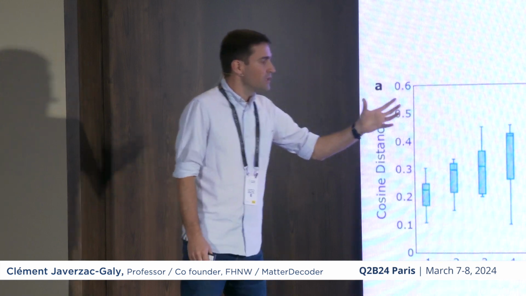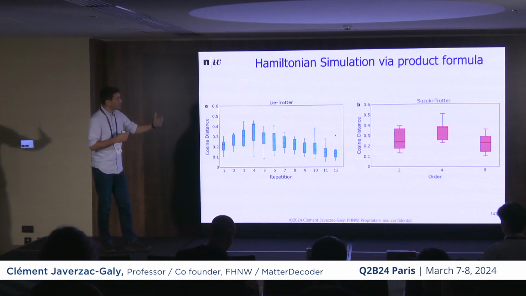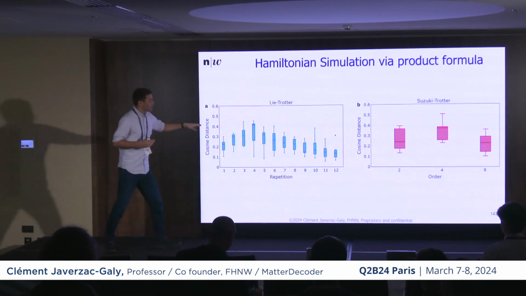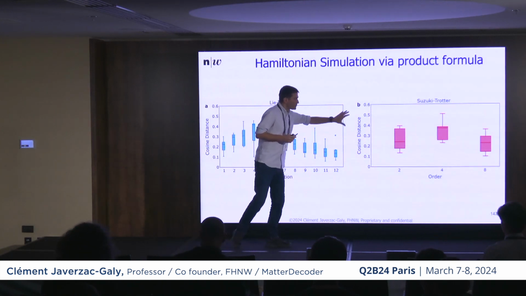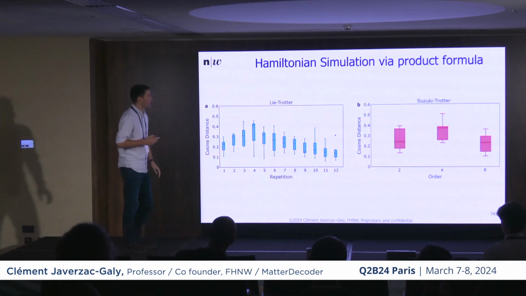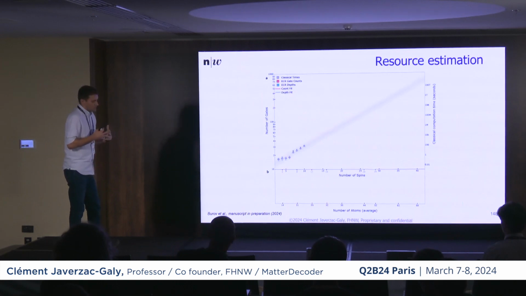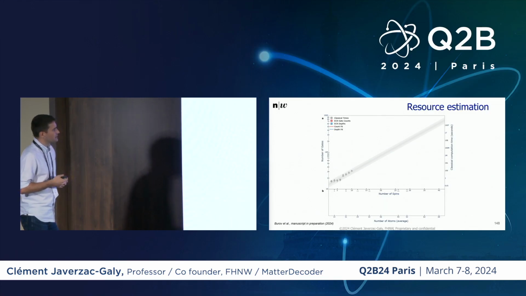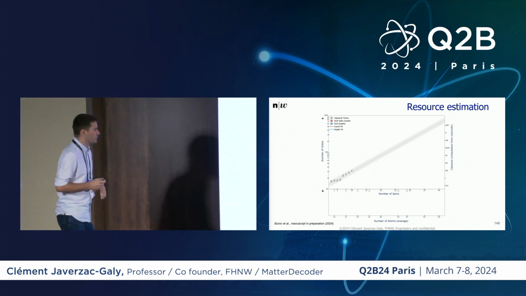Though for the future, there are very interesting results from companies like HiQ, where potentially you can increase this number of repetitions and then get into a better accuracy regime. And this is also done with another product formula, NMR, for just a comparison purpose. Now, if we look at the main outcome in terms of resource estimation, we looked at the number of gates as we increase the number of spins.